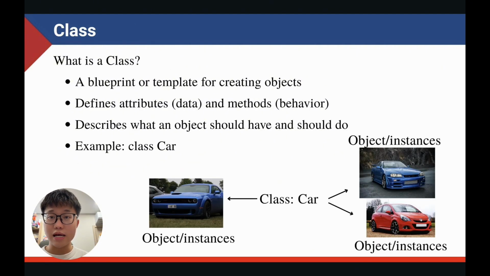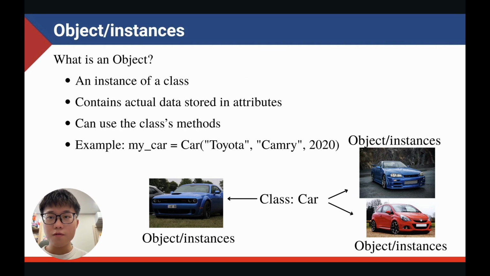So let's start with the class. What is a class? Well, it is essentially a blueprint or template for creating objects. Inside a class, we define attributes, which represent data, and methods, which represent behavior. Basically, the class describes what an object should have and should do. The example we will use for this concept is the class Car. So just imagine the class Car as the definition, and from that we can generate multiple objects.